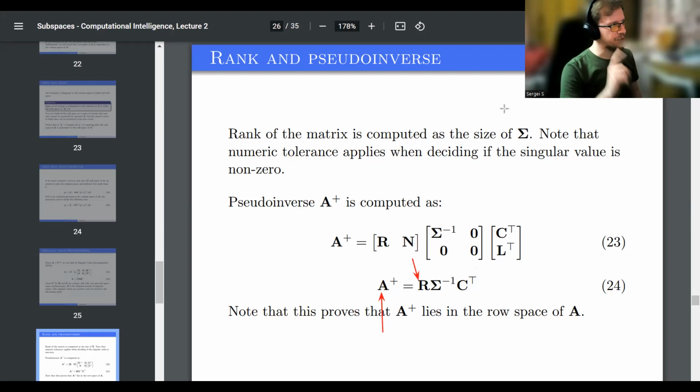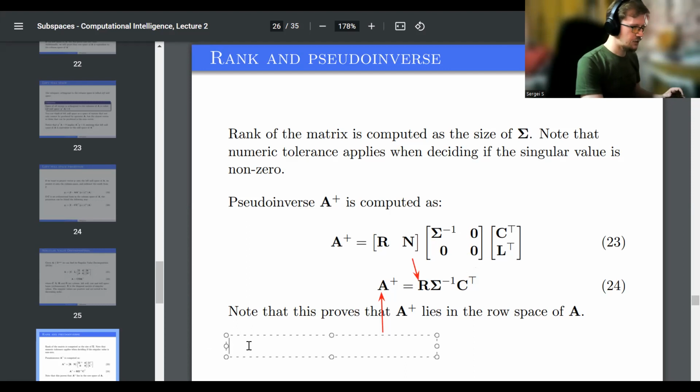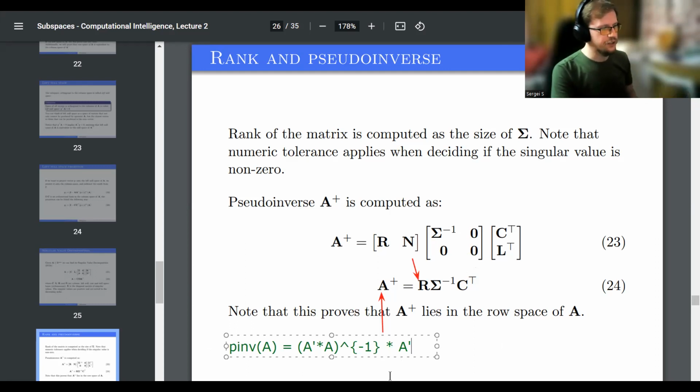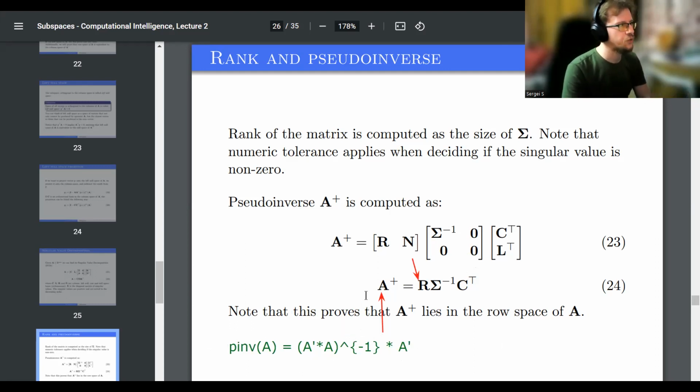At this point, you can ask me, is this pinv the same as pinv of A, which we defined earlier, which was A transpose times A inverse, times A transpose? That is the definition of inverse we got before. And I'm not going to comment on that. You can try to study the relations between those two and whether or not they produce the exact same result.